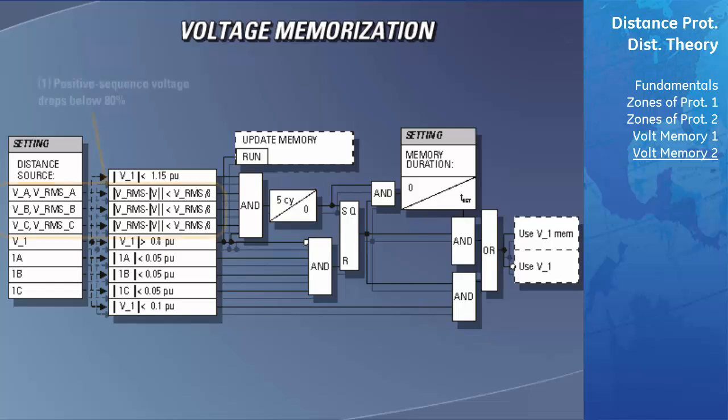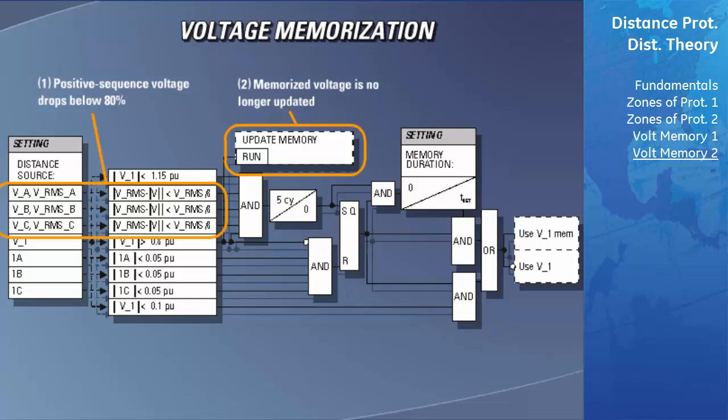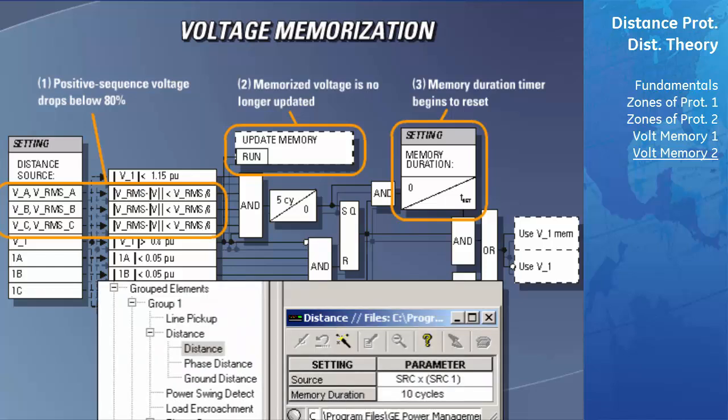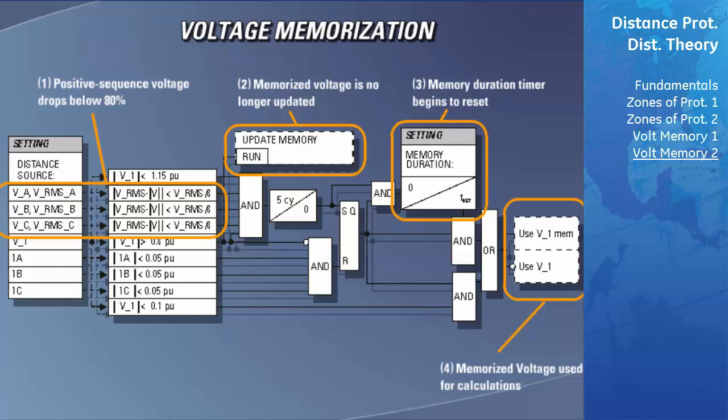The D60 will detect the positive sequence voltage has dropped to below 80% of the rated voltage. The recording of the voltage will stop, and the memorized voltage will now be equal to the last voltage recorded before the fault. The memory duration timer, which determines how long the memorized voltage will be used, starts to time out. This duration time is set in cycles and is programmable by the user. The setting of this timer will be demonstrated in a later example. The memorized voltage will now be used in all directional comparisons.